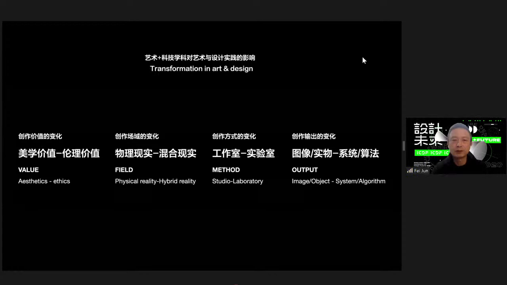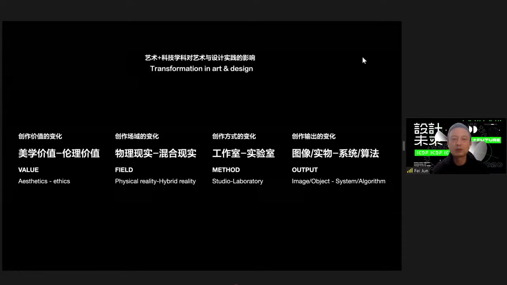And the second one is the change of field. Artists and designers, traditionally speaking, work in physical reality based on material, object, or field. Then with the hybrid reality, we are embracing a virtual reality supported by virtual technology, physical technology. And this will lead to the change of the artistic language. The third will be the change of method.